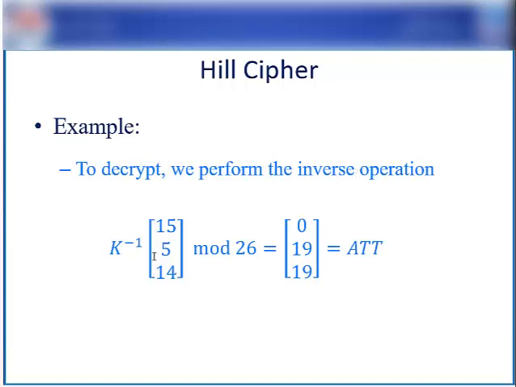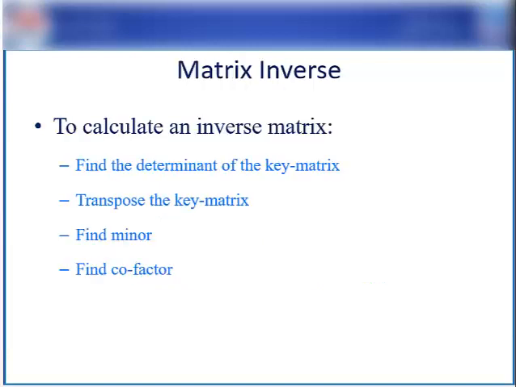That is, we need to multiply the ciphertext by the inverse matrix of the key, and we do all operations modulo 26. At the end, we should obtain the plain text again. So here we need a matrix inverse operation. To calculate an inverse, we need to perform the following operations. First, we need to find the determinant of the key matrix. Then we need to transpose the key matrix. For the transposed version of the key matrix, we need to find minors and find cofactors.